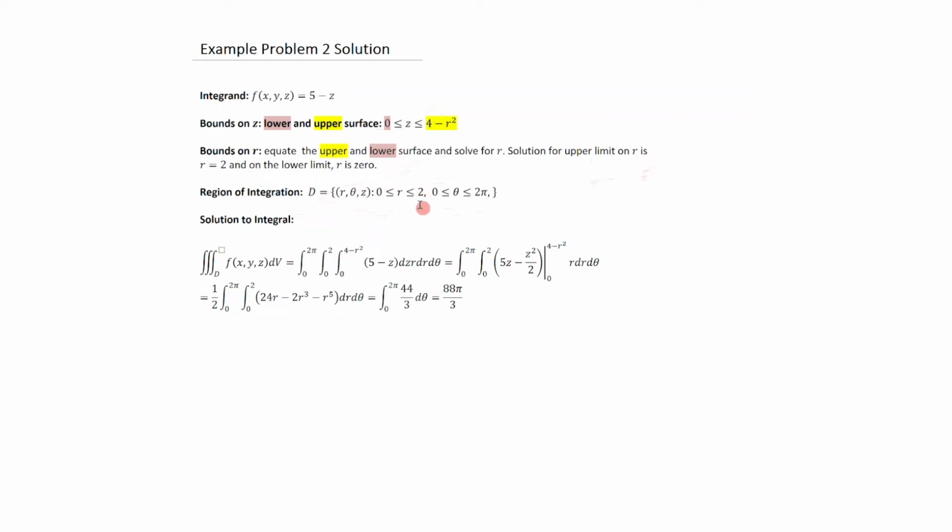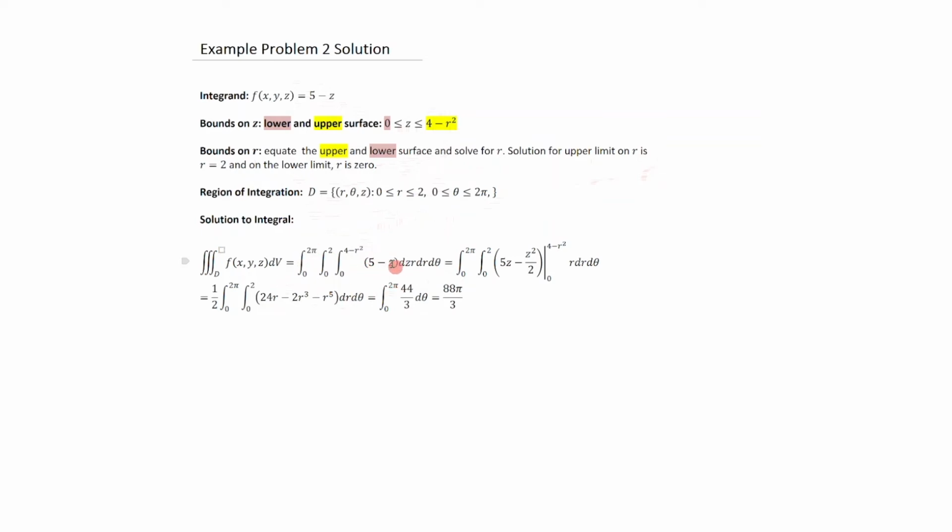We also have the fact that we're going once around the circle, so that means theta goes from 0 to 2 pi. So here is the region of integration, and for the value of z, here's the upper bound on z and the lower bound on z, and here's the function already in cylindrical coordinates. So we can put everything together. Here's 5 minus z, dz, upper bound on z, lower bound on z, upper bound on r, lower bound on r, upper bound on theta, lower bound on theta.